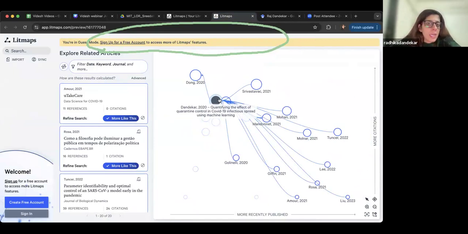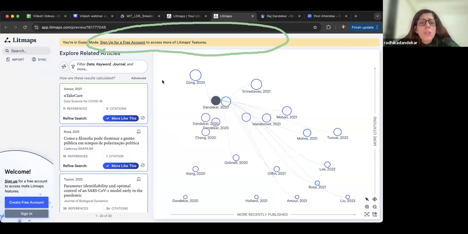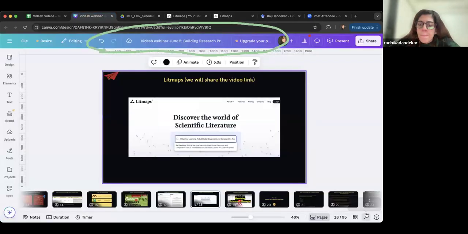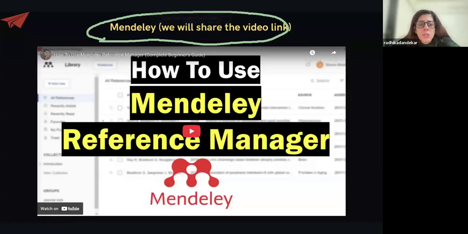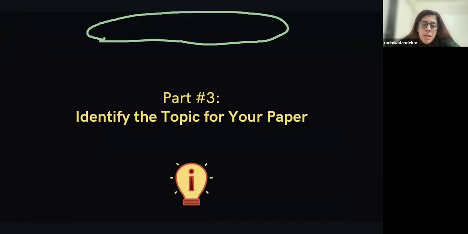And for the paper that you're reading right now, you just have to enter the title of that paper in Litmaps, and on the left and on the right you will get all of the papers that are in the same field, and you will also know which paper has cited which paper. So Litmaps is also a very good tool that will help you in your literature study. And like I said, Mendeley is basically used for maintaining a reference library. Now we move on to the topic of identifying the topic for your paper.